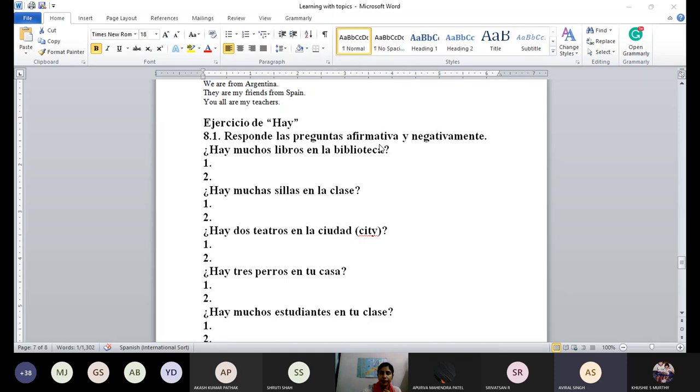Yes, there are many libros en la biblioteca. Yes, but how will you say yes? C. Sí. Generally, whenever there is a question which demands an answer like yes or no, then we often put yes before, or no before, and then we repeat it.